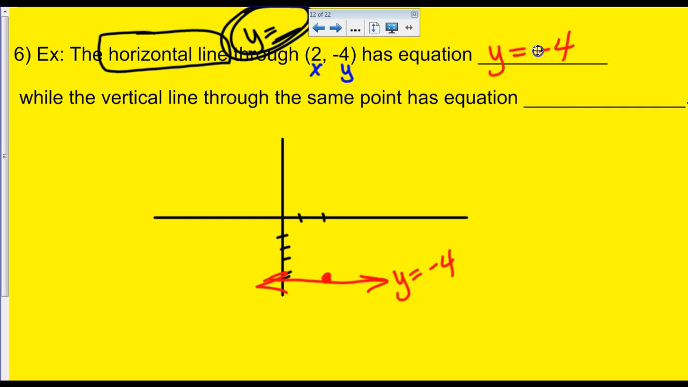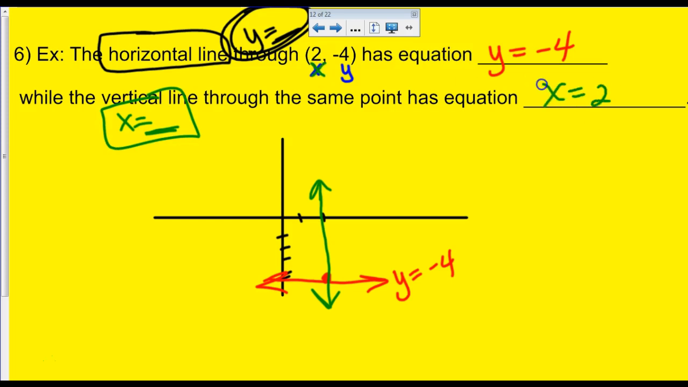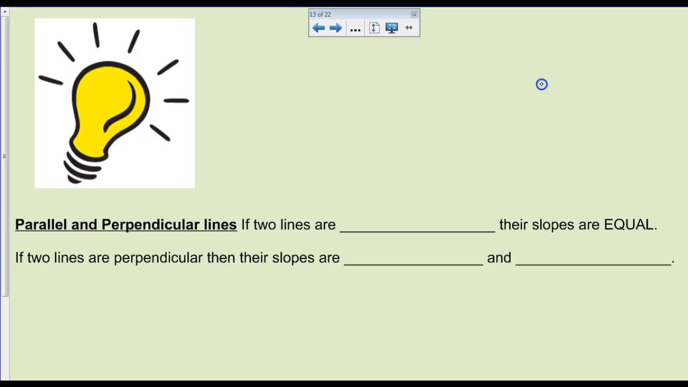However, if I ask you now for a vertical line through that same point, we're going to have a different equation, because vertical lines, I know, are in the form x equals something. So when I look at my equation, the x is 2. So I don't have to give you a ton of clues in order to find the equation of a line. Keep that in mind.